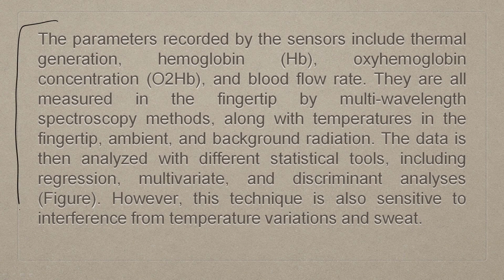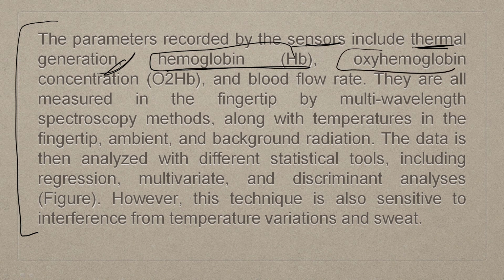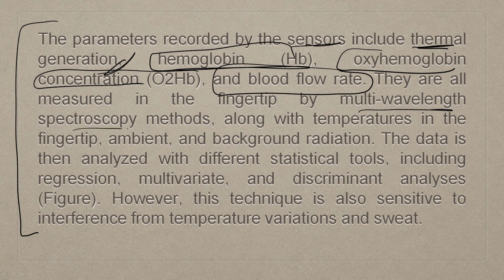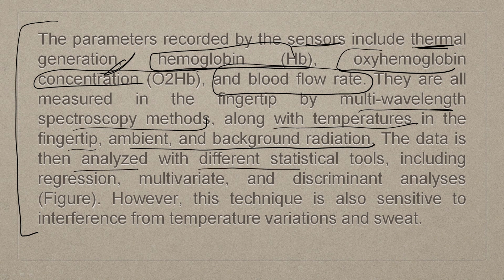The parameters recorded by the sensors include thermal generation, hemoglobin concentration, oxyhemoglobin concentration and blood flow rate. They are all measured in the fingertip by multi-wavelength spectroscopy method along with the temperature in the fingertip, ambient and background radiation. The data is then analyzed with different statistical tools including regression, multivariate analysis, discriminant analysis. However, this technique is also sensitive to interference from temperature variation and sweat. Now, I will show you the figure.